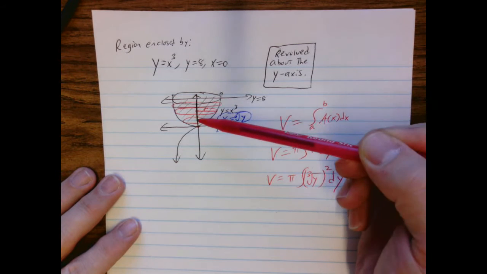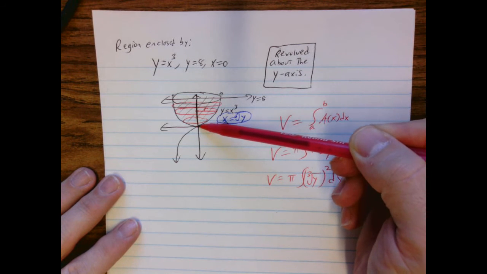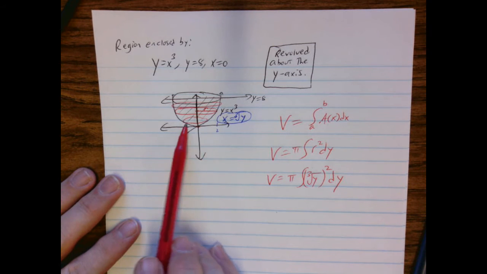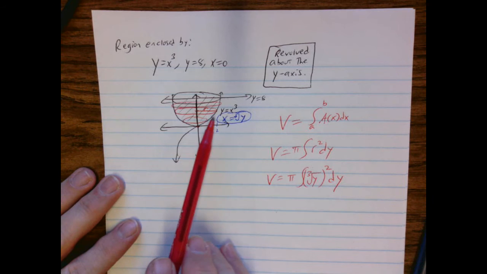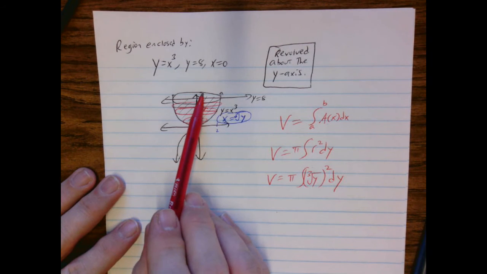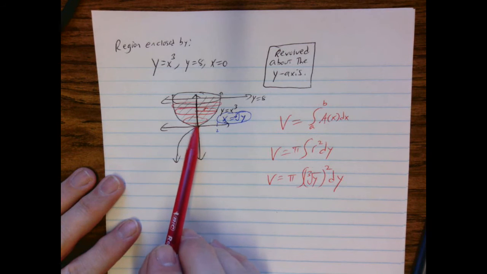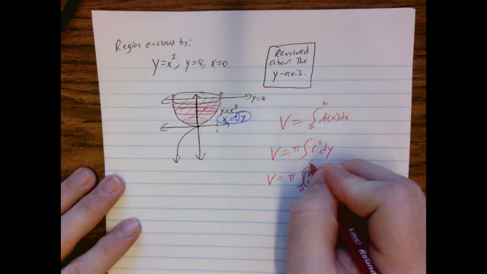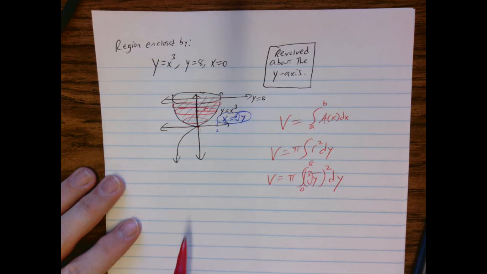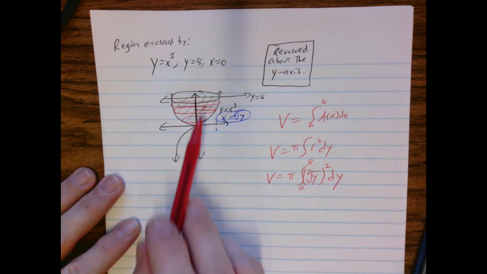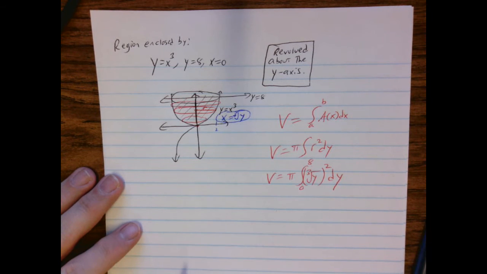Well, like I said before, we're accumulating these disks kind of vertically. So the volume of the littlest disk, or these tiny little cylinders, if you will, added up, going from bottom to top. So the bottom value for y is 0. The top value for y is 8. So this is going to be a volume accumulating from 0 to 8, adding up all these disks all the way up. And then at this point, you could just use your calculator.